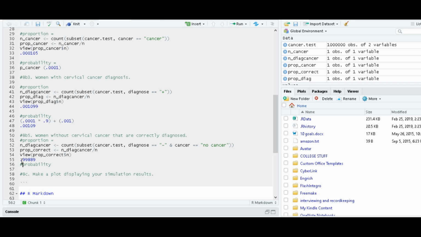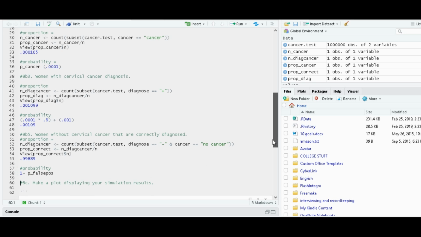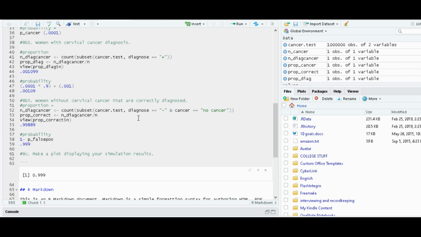And the probability of being correctly diagnosed is the probability of you not having cancer, so 1 minus positive, which was, yeah, it's just the probability of not getting a false positive, which is 0.9999. Okay.